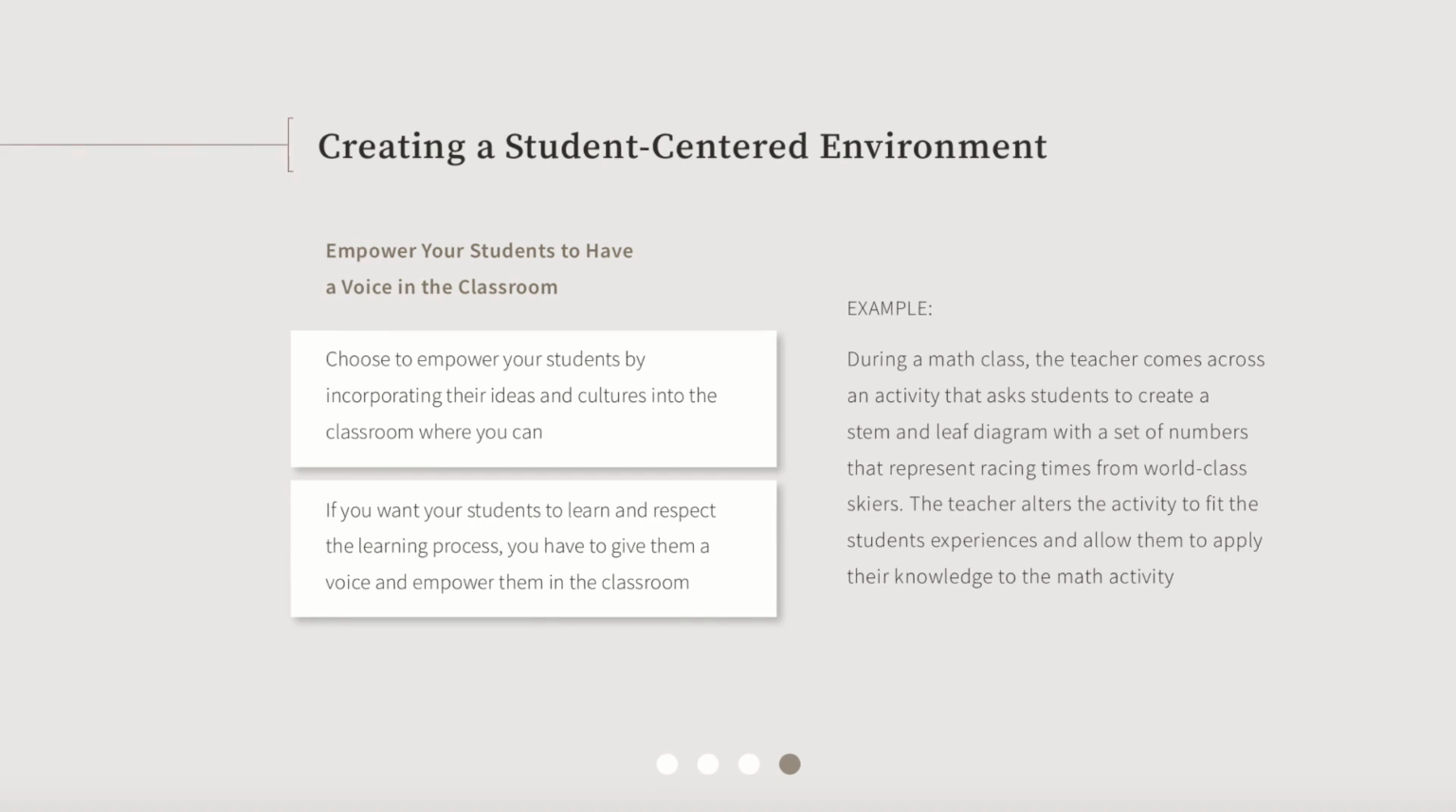Here's an example. During a math class, the teacher comes across an activity that asks students to create a stem and leaf diagram with a set of numbers that represent racing times from world-class skiers. The class is in a tropical location and most students are on the canoe paddling team. Therefore, the teacher decides to modify the activity to be about paddling instead of skiers in order to create a contextual problem the students can relate to. The teacher creates a student discussion about the most prestigious canoe race and asks the students about their favorite canoe teams. Students are then tasked to find the racing times of the teams that they like and create a stem and leaf diagram by those numbers.